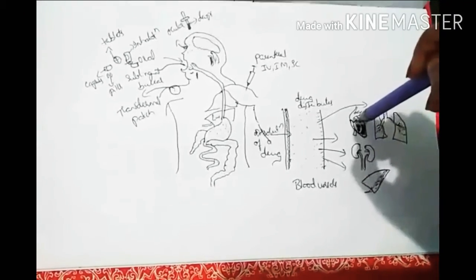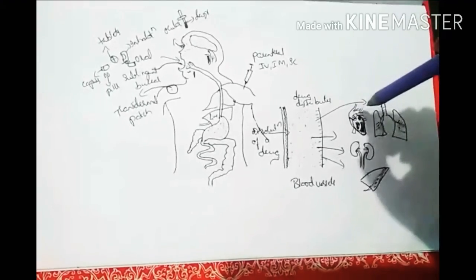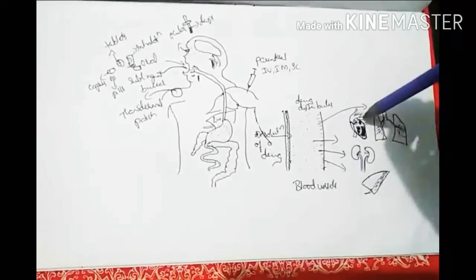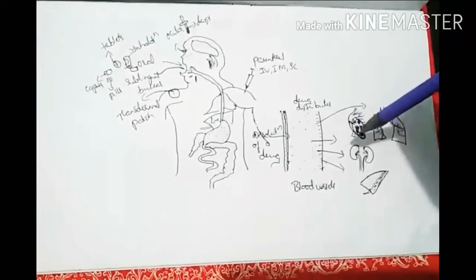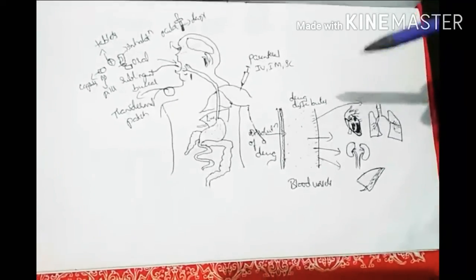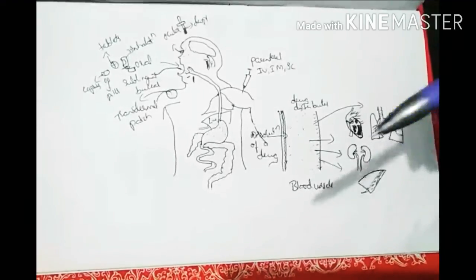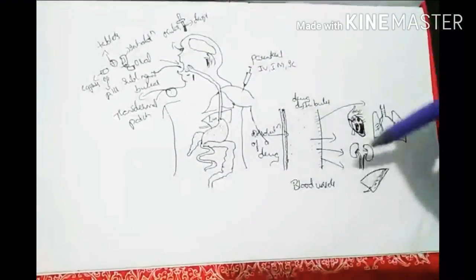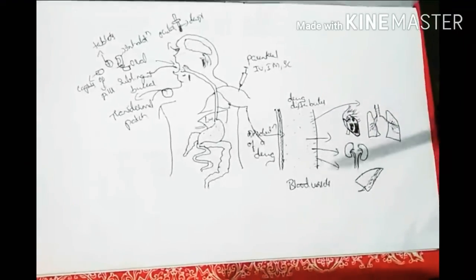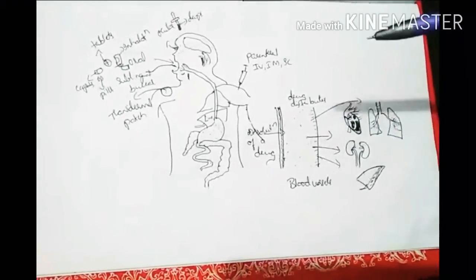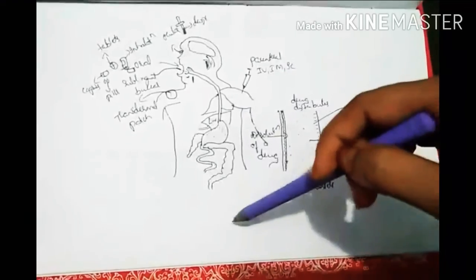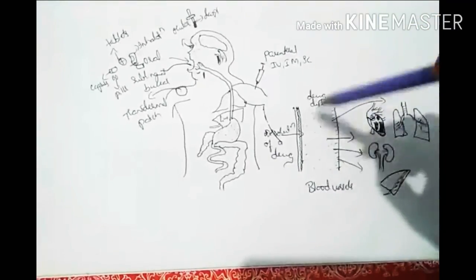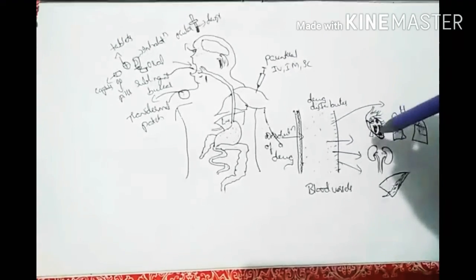In the heart, the superior vena cava is a large vein that brings blood from the head and arms to the heart. The inferior vena cava brings blood from the abdomen and legs into the heart. So these types of circulations take place.